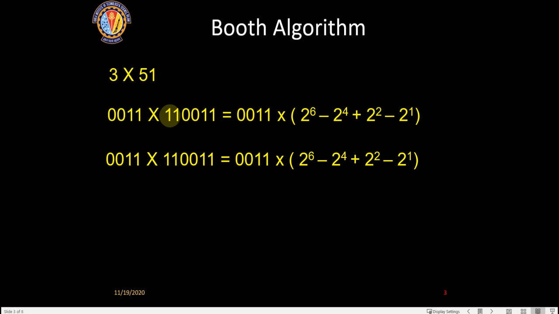So in a 1 has started, like 0 to 1 it has started, you have put 2 to the power of 6. Again 1, okay, 1 to 1 we don't do anything, then again 1 to 0 we have put a negative sign, 0 to 0 we have not put anything, 0 to 1 again we have put a positive, and 1 to 1 we have not done anything, 1 to 0 we have put a negative. Okay, so if you understand this expression, then the Booth algorithm does the same thing.